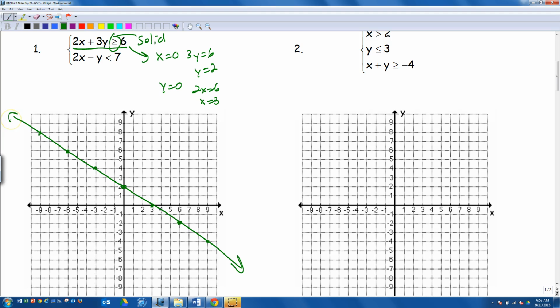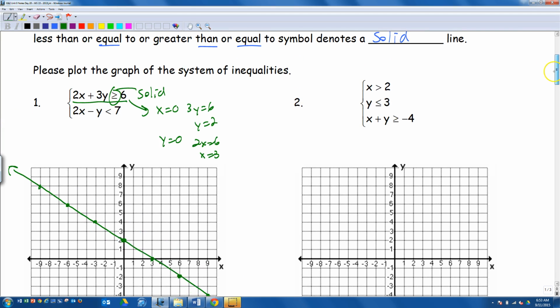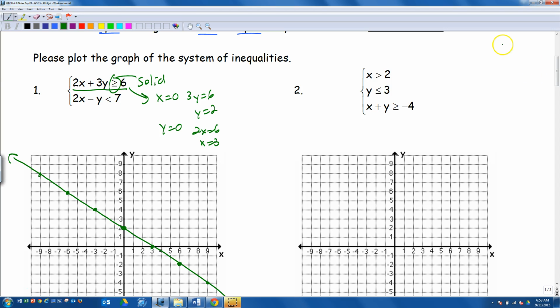And then we have to shade a certain direction. Now I'm going to just lightly show the direction the shading is. To do that, you plug a test point in. So the easiest test point is 0, 0. So I'm going to test this point to see if it's true or not. When I test 0, 0, I get that 0 plus 0 is greater than or equal to 6, which is clearly not true. 0 is greater than or equal to 6 is false. If it's false, that means you do not shade there, you shade the other way. So that means the truth is above the line. So I'm going to just lightly put lines to show that that is what I'm looking for.